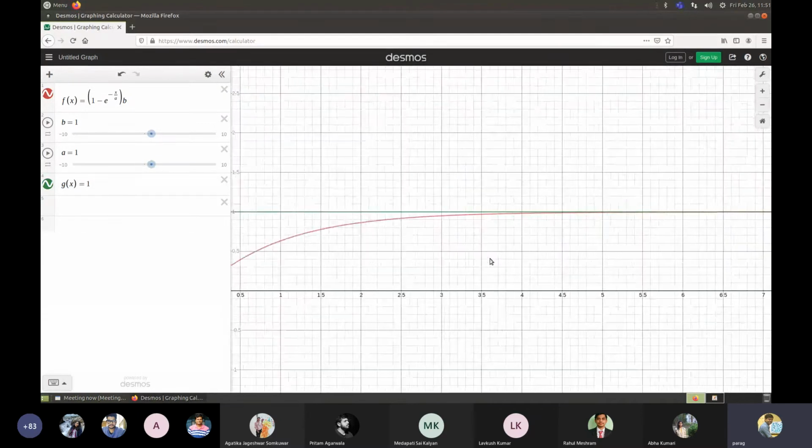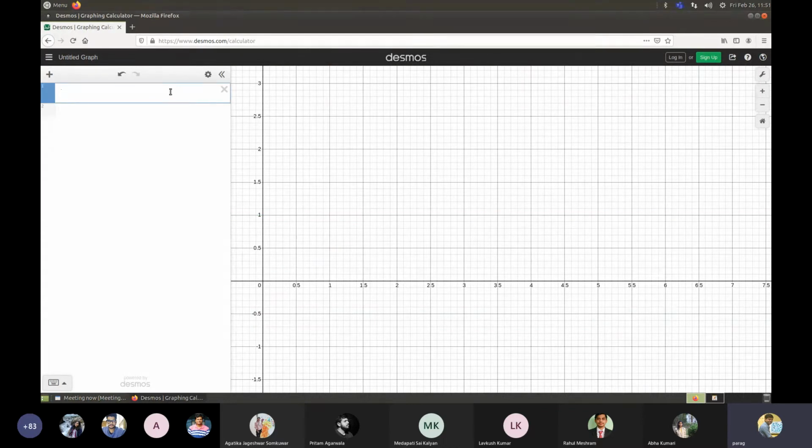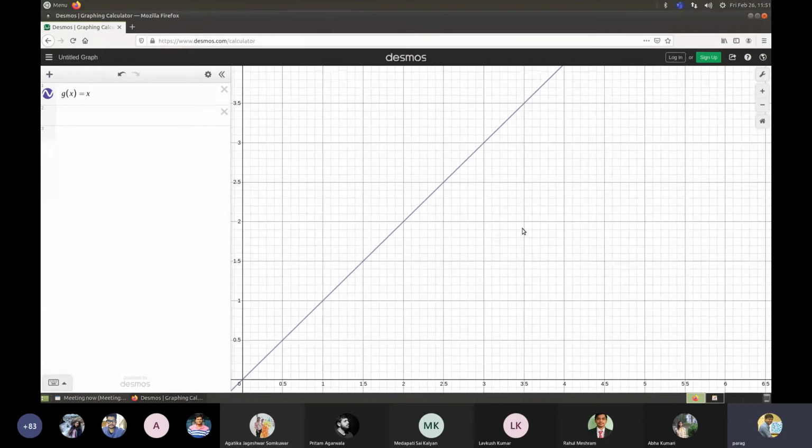So now let us repeat this for an ideal ramp function. So my ideal ramp function g of x was A times t, so it will be simply x. Okay, so this is my ramp function. Again, I will not worry about negative time.